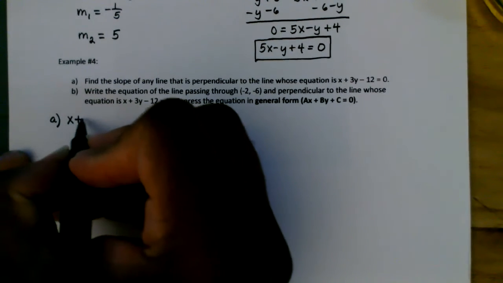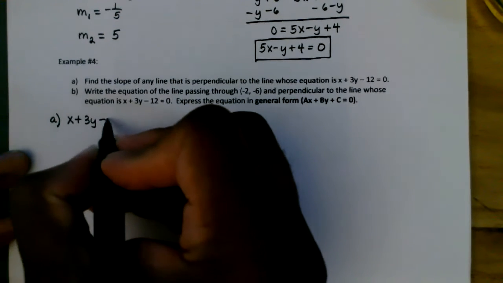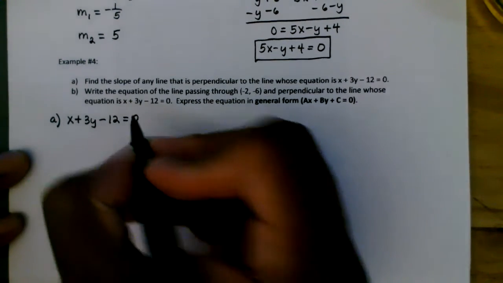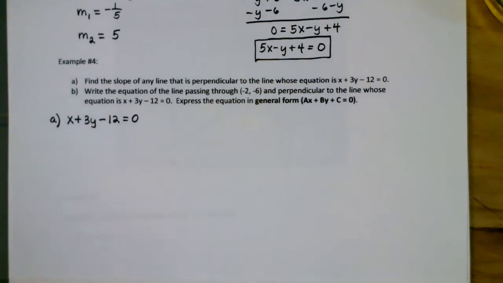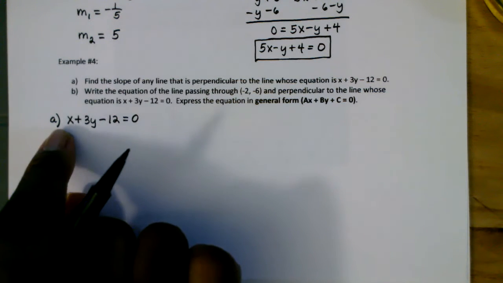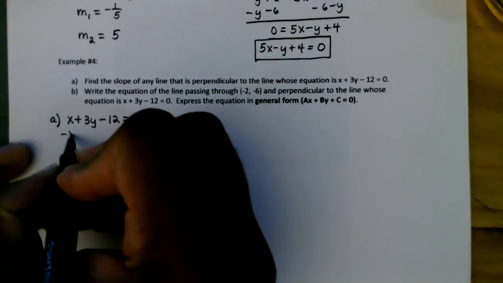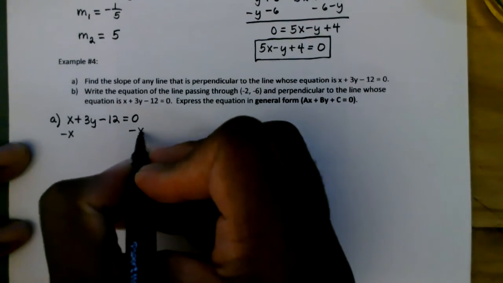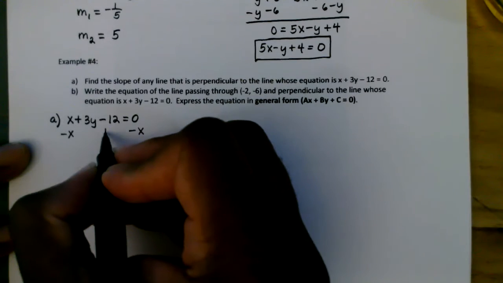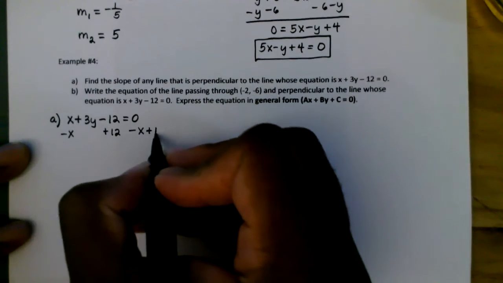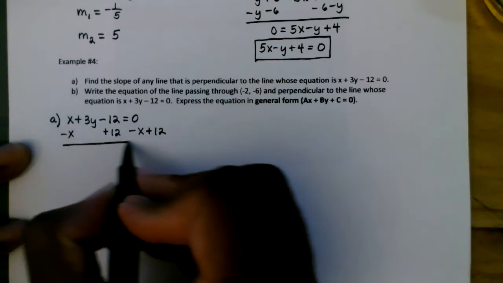So let's write that equation x plus 3y minus 12 equal to 0. First of all, I want to solve for y because I want the equation in slope-intercept form so that I can easily identify the slope. Let's move the x and the minus 12 over to the opposite side. I'm going to do that by subtracting x on both sides. I got minus 12. I need to add 12 on both sides of this equation.